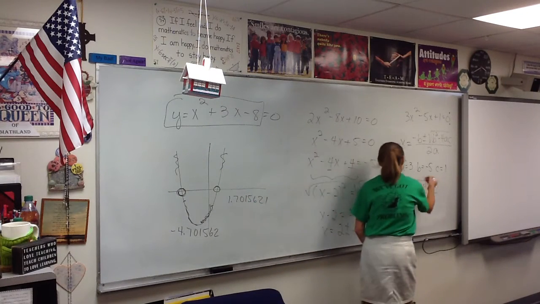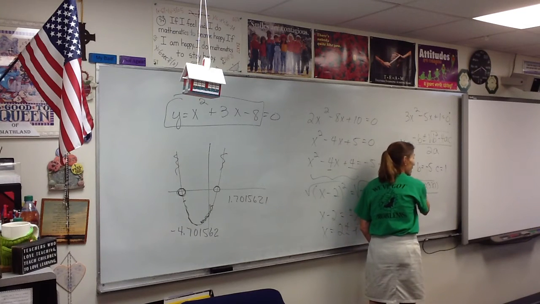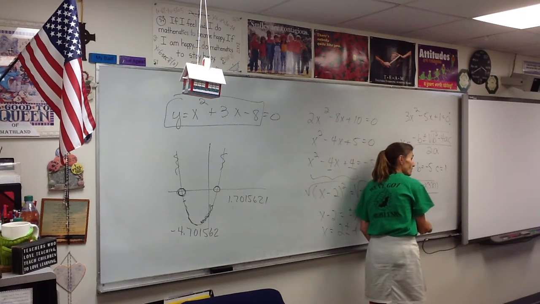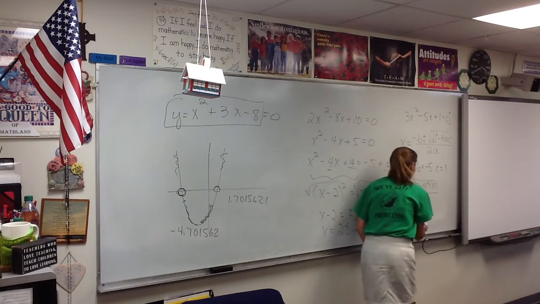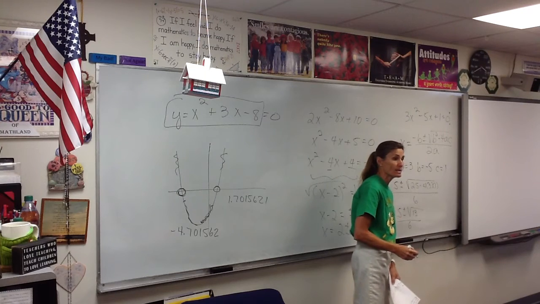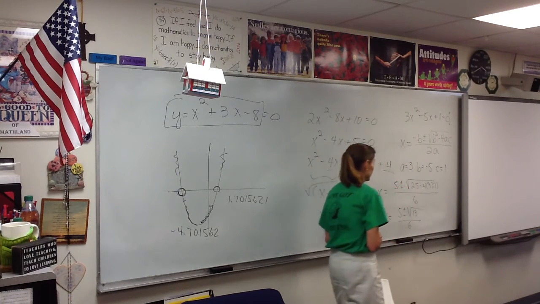Now what's underneath that radical? 25 minus 12, which would be 13, which kind of makes me happy because I don't have to worry about breaking it down, right? There's my answer.